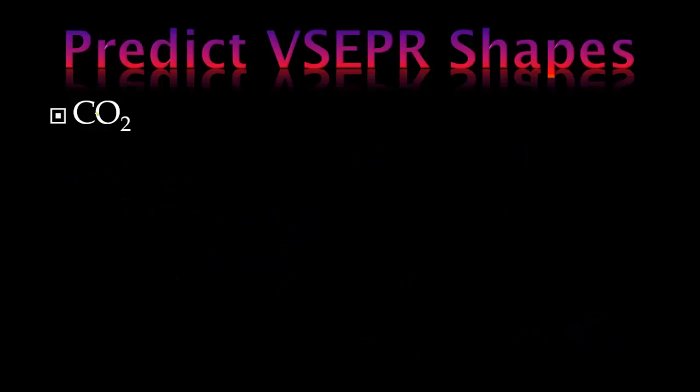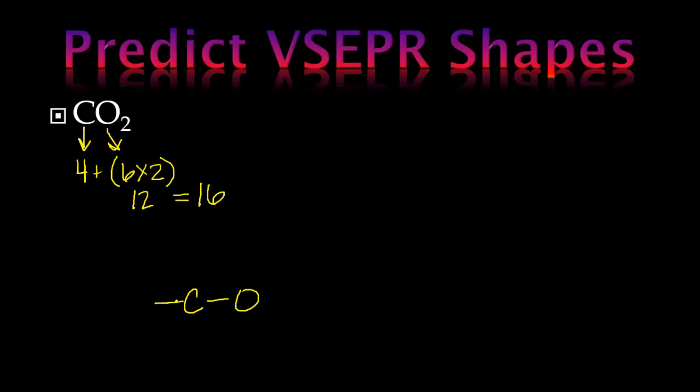So let's look at CO2. C gives us 4 electrons. We're going to add that to O2, where each O gives us 6. Since we have 2 of them, we have 12. So 4 plus 12 gives us 16 electrons. We're going to put C in the middle and attach O's to it. And we subtract 4 because that's how many we used to bond. So we're back down to 12 electrons.